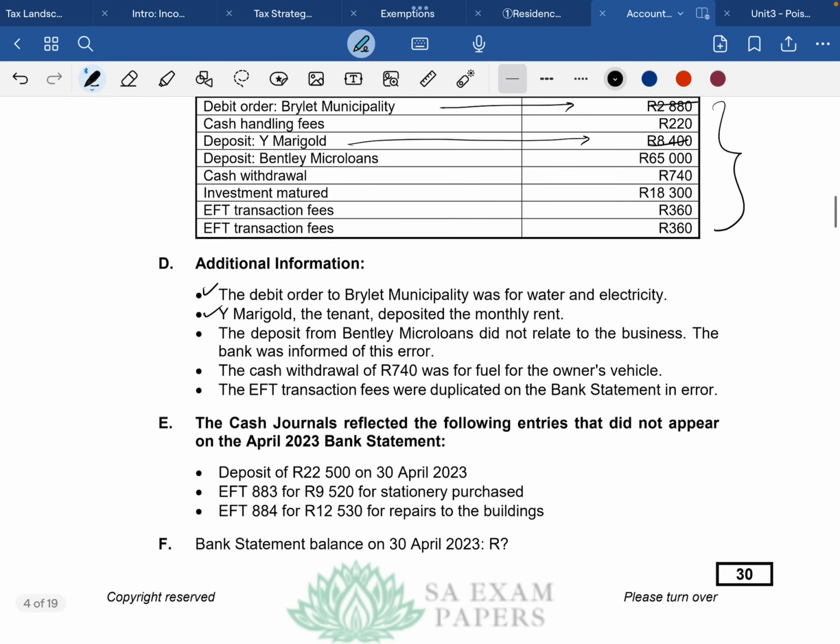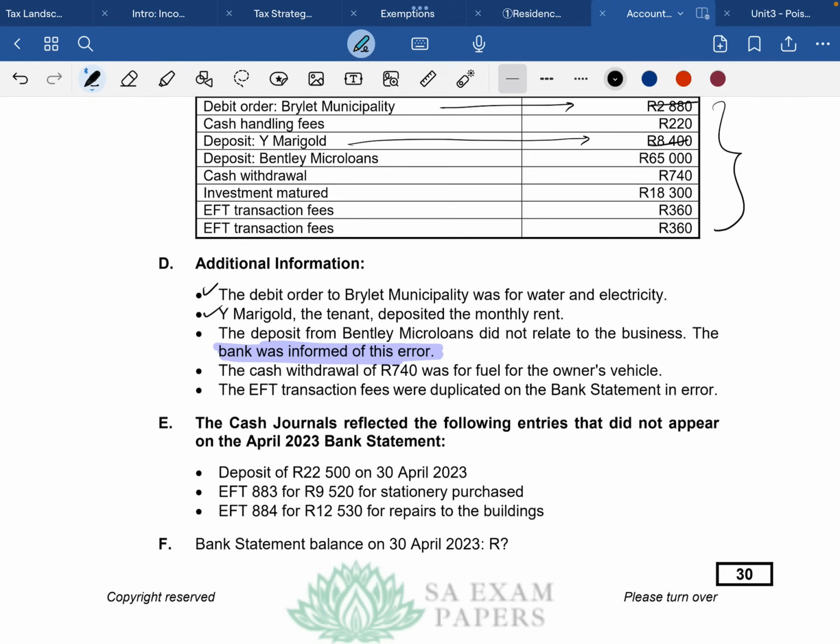Third bullet point, the deposit from Bentley Microloans did not relate to the business. The bank was informed about this error. So now what happened here is that the bank made an error. The bank was informed of this error. We didn't do anything on our side because we know it does not relate to us.